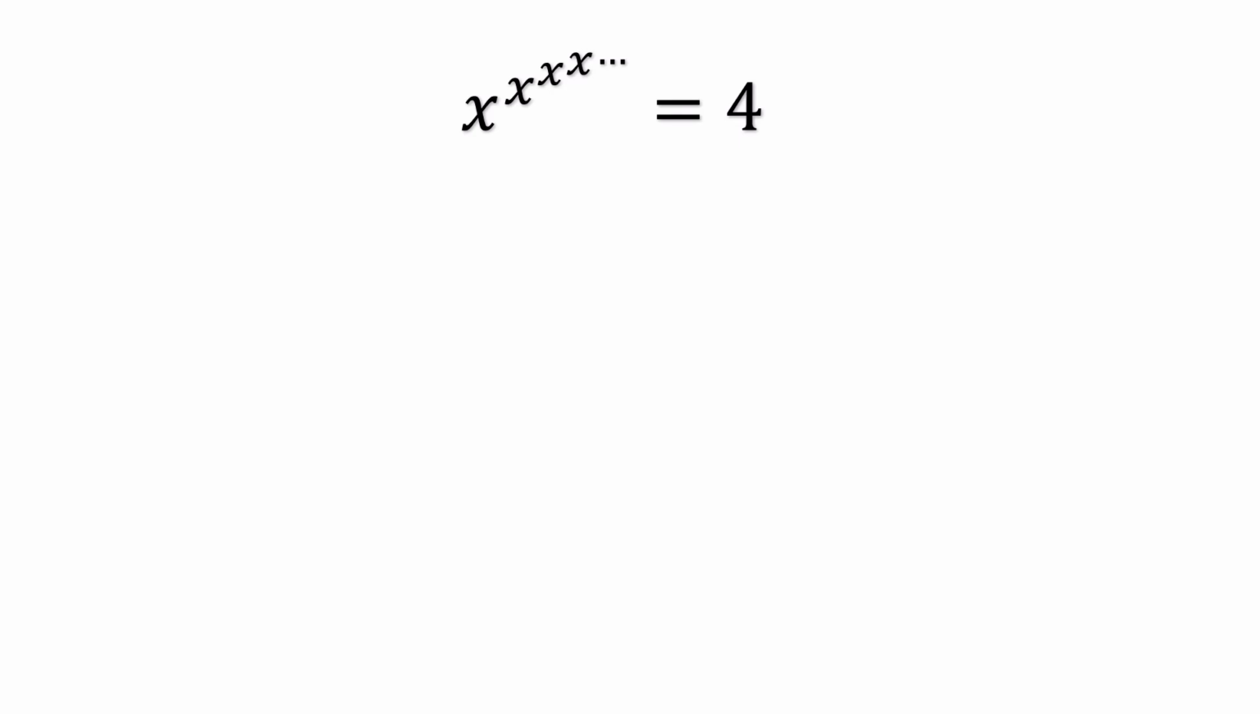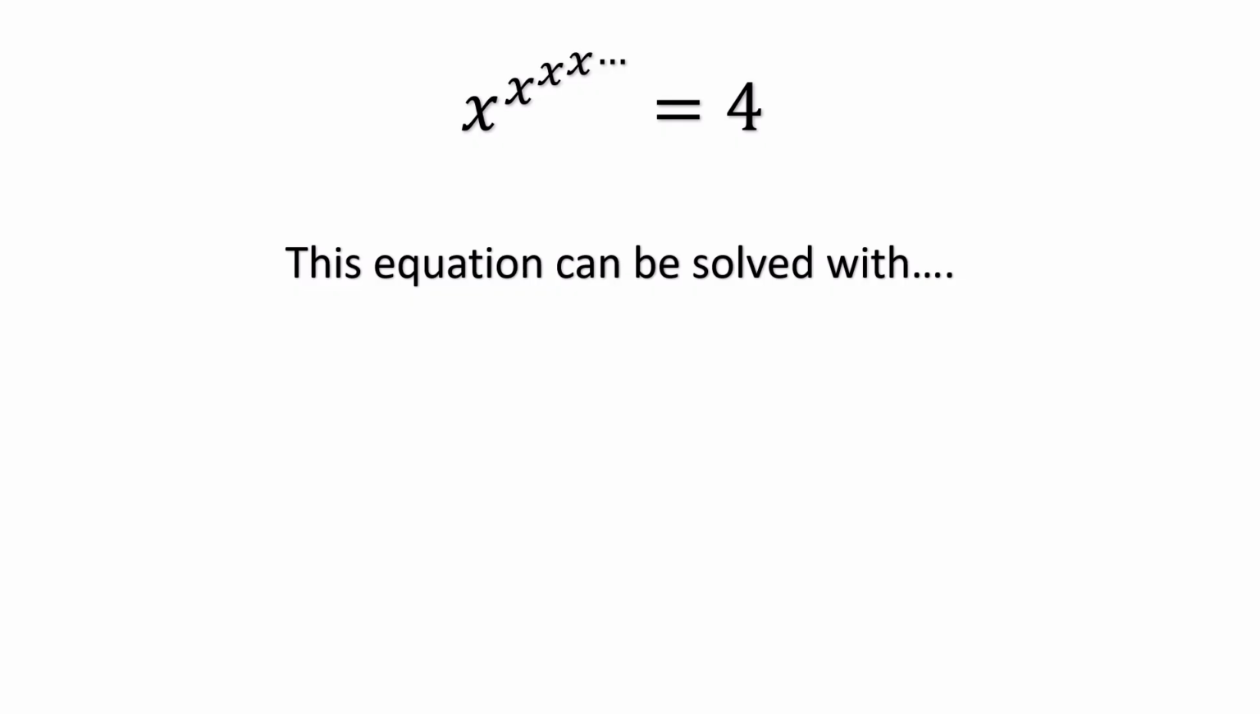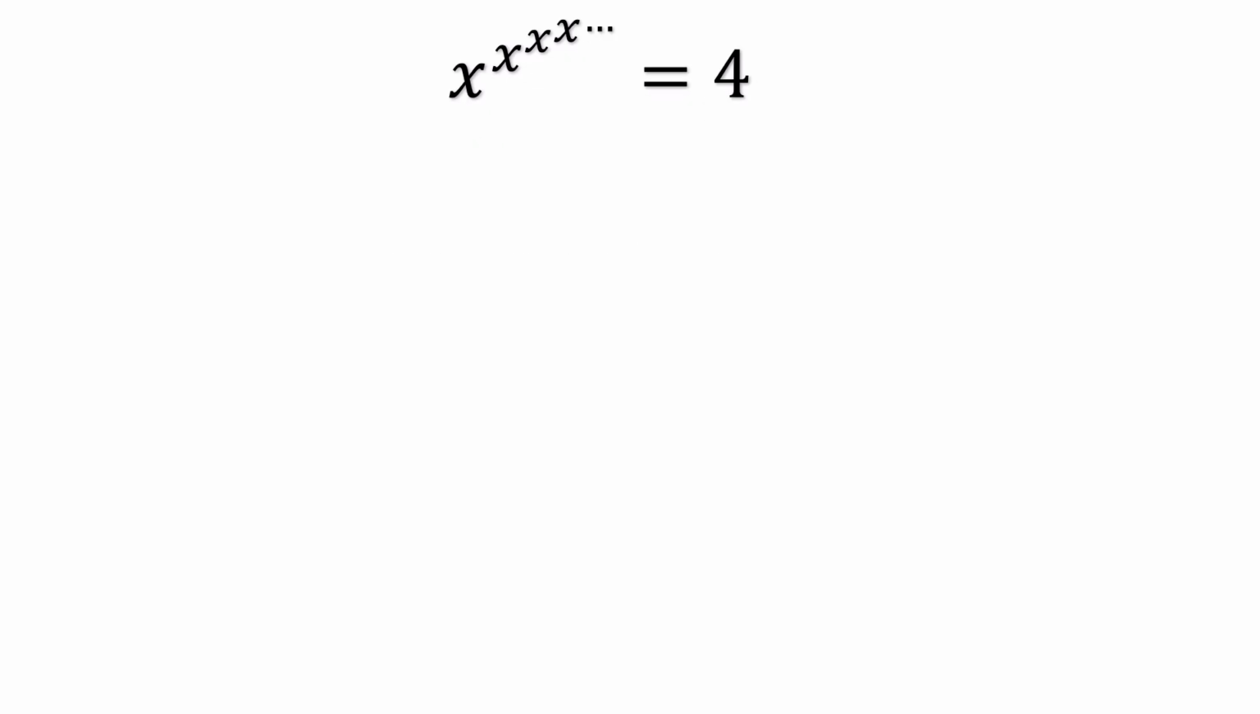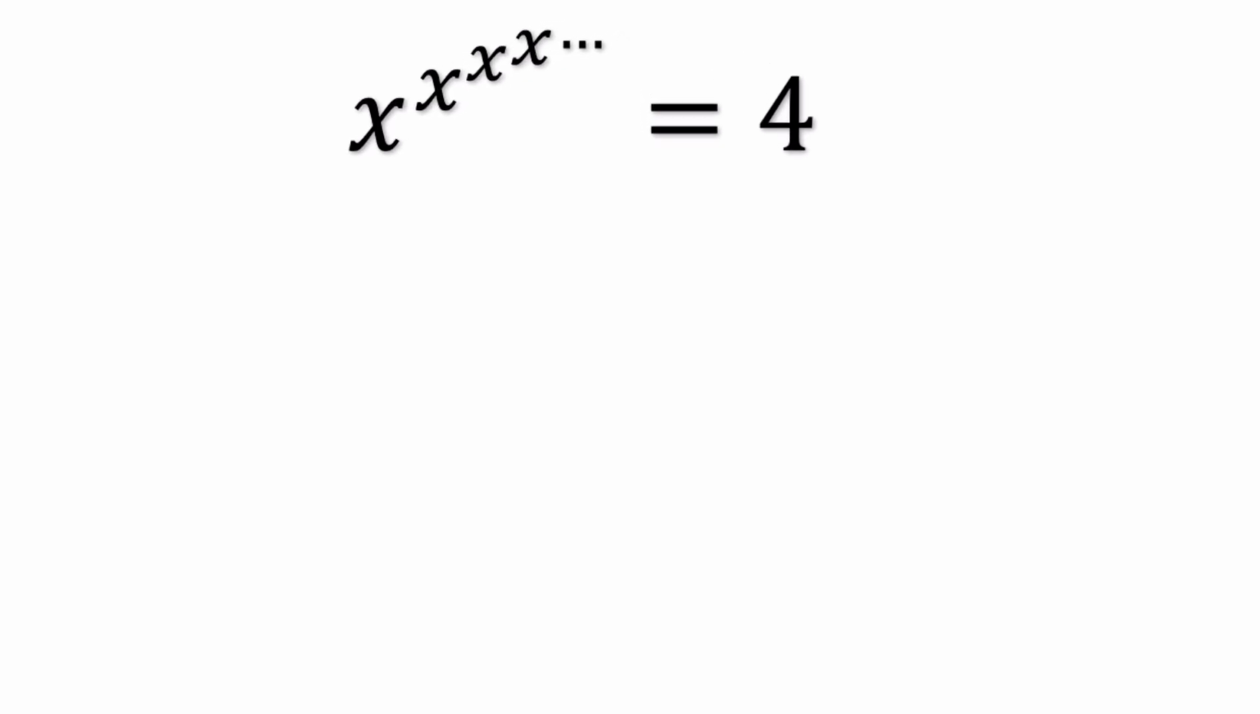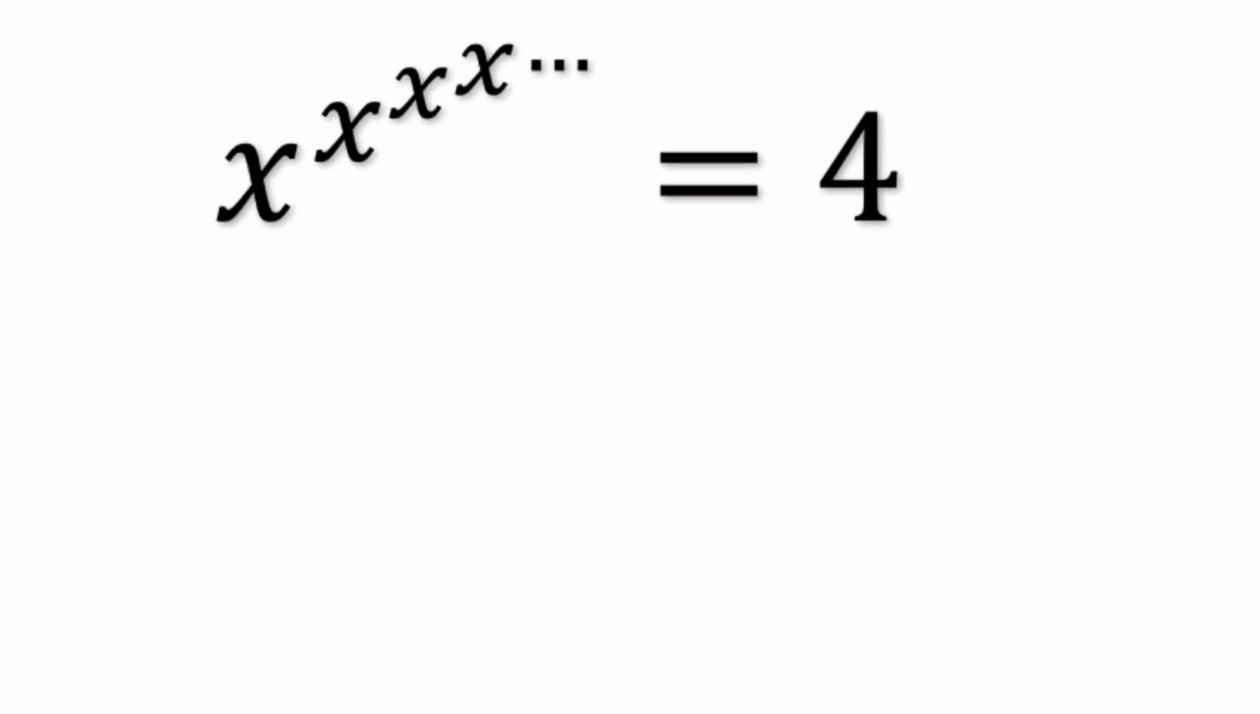Look at this power tower. It is huge and infinite, but it can be solved using something called Lambert's W function. But if it were that easy, I wouldn't have made this video. There is something very wrong with this particular equation. What is it? At first glance, we see an infinite power tower, a series of repeating powers.